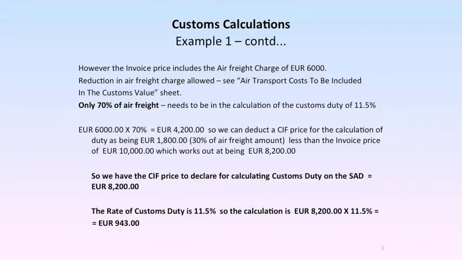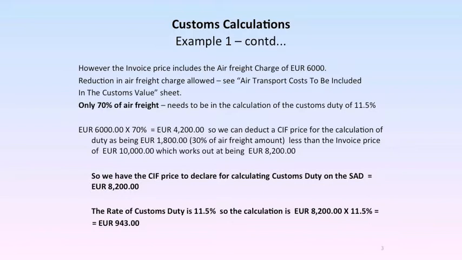However, the invoice price includes the air freight charge of €6,000. A reduction in the air freight charge is allowed. See air transport costs to be included in the customs value sheet. This sheet has been sent to you via email with the customs assignment. If you look at the sheet under Zone A, Canada, you will see Montreal is included in the list and that only 70% of the air freight costs have to be included in the calculation for the duty amount. The reason why there is a reduction in the air freight charge to be used for the duty calculation is that the EU does not feel entitled to charge duty on transport that is carried out within the customs union.